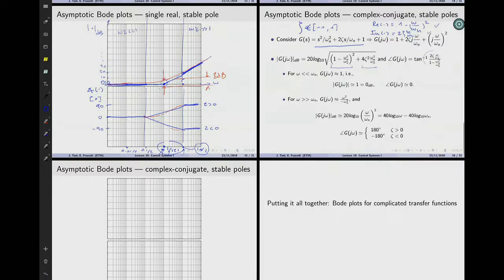The question now becomes, okay, how do the approximations work? And I guess we'll figure this out after the break.